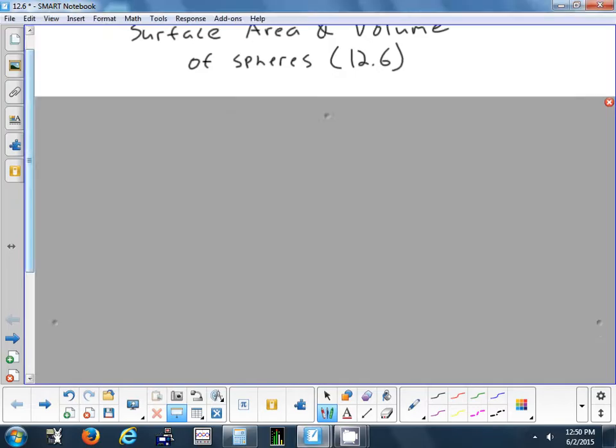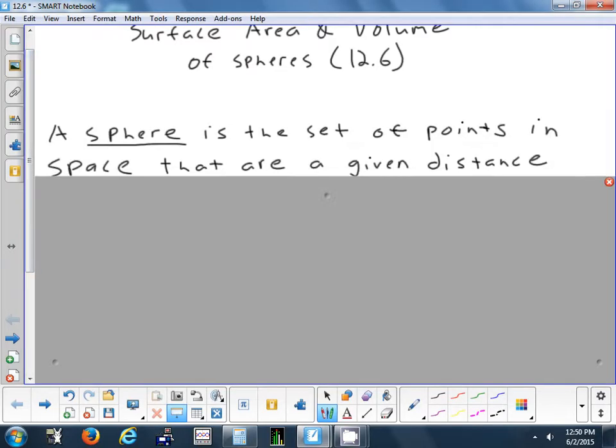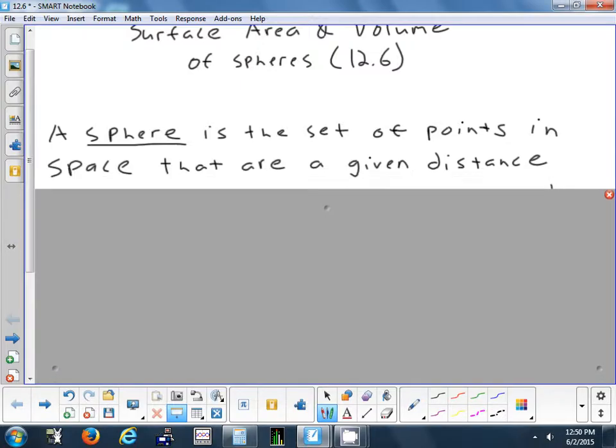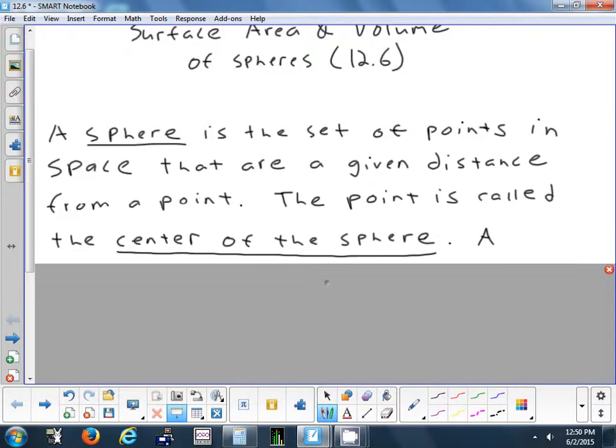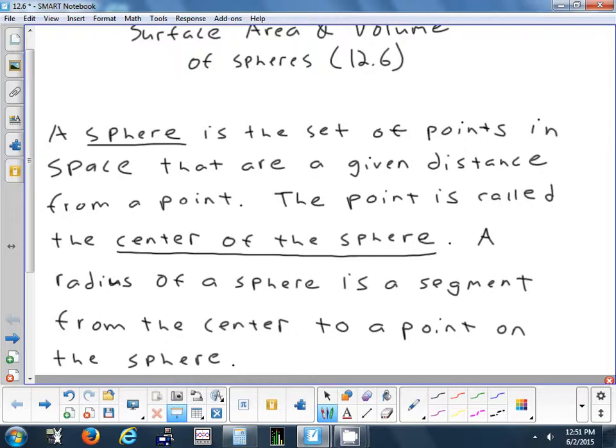Take a look at 12.6. So first thing we'll do is look at the surface area, then we'll figure out volume. All right, so what's the shape that's similar to a sphere in 2D? Circle. Okay. And a circle is basically a set of points that are all equidistant from the center point. Well, a sphere is basically the same thing in 3D. It's a set of points that are equidistant from a given point we call the center of the sphere.